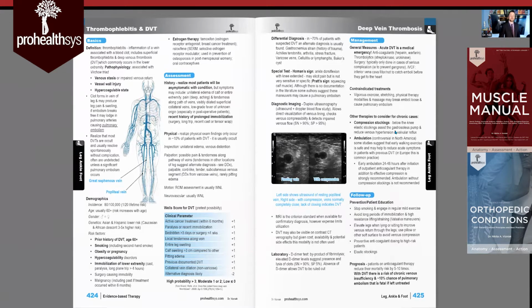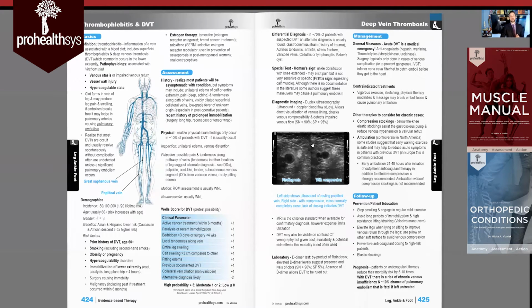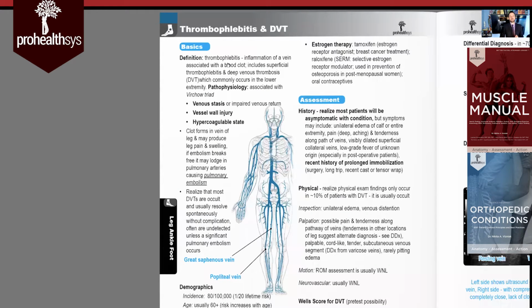So a couple of key things for us to get. Number one, thrombophlebitis is another name you might see, inflammation of a vein associated with a blood clot formation. It includes superficial and deep, and we're going to be calling this deep vein thrombosis, which commonly occurs in the lower extremity where we tend to see gravity-dependent blood stasis. It's associated with Virchow's triad: venous stasis, so the person hasn't been contracting their muscles very much, not much movement; vessel wall injury, so there's local inflammation in the area; and a hypercoagulable state, so they're more likely to form that clot.